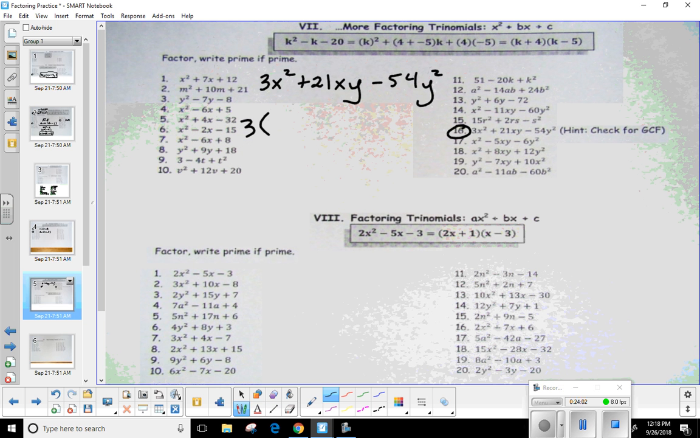So I'm going to bring down my plus. I'm going to bring down the minus. What would the first term be? Just x squared. Now, I know the next one would be xy. It would be 7. And then minus what? It would be 18y squared.